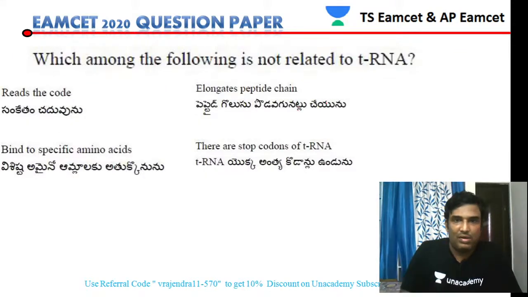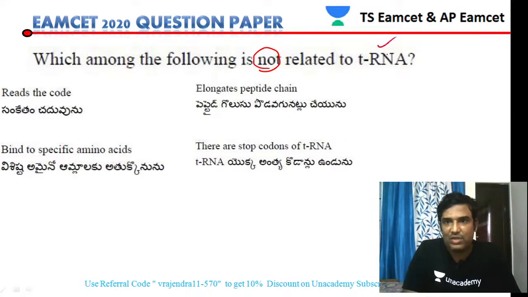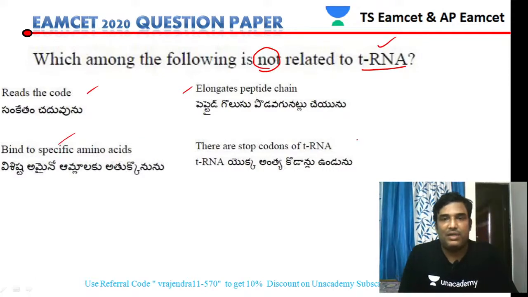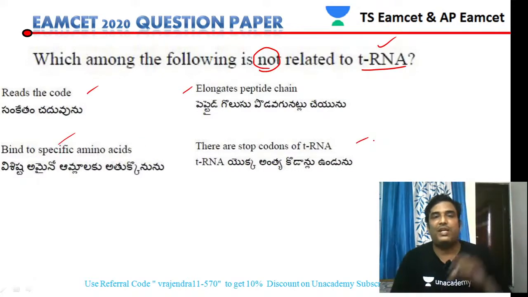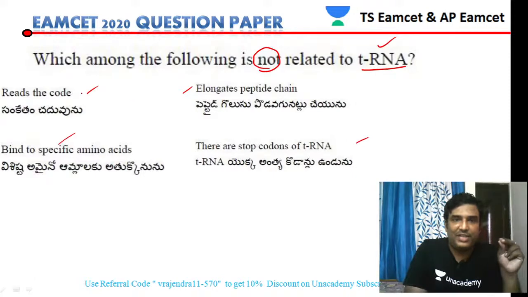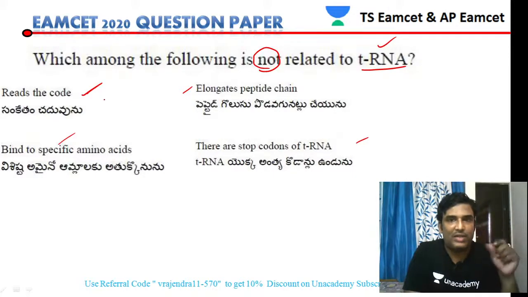Next, which of the following is not related to tRNA? The first option reads the codon, the second elongates the peptide chain, the third binds to specific amino acids, and the fourth is the stop codons of tRNA. Option 1 reads the codon. tRNA will read the codon and bind to the specific codon, so no doubt it is related to tRNA.